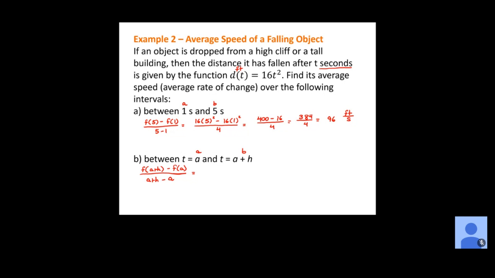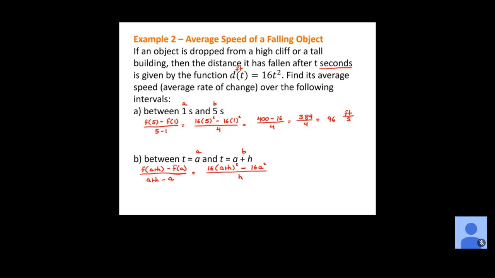Good, right? So we're substituting A plus H into our function. We'll have 16 times A plus H squared minus, and then for F of A, same thing. We're just substituting A into our function. So that's going to give us 16 times A squared. Now, if I simplify the denominator this time, what's going to be left in the denominator? Just the H, right? Because the A minus A is going to cancel out. So we're just left with an H.